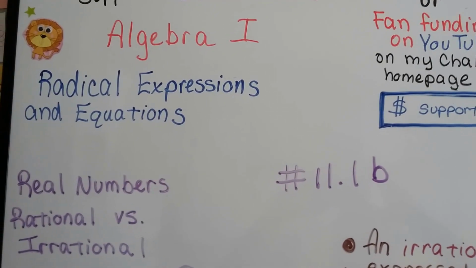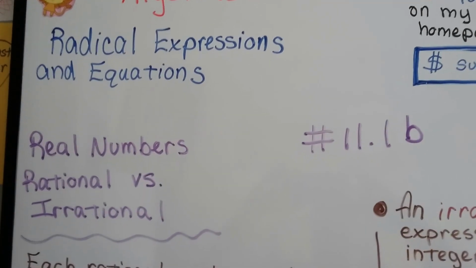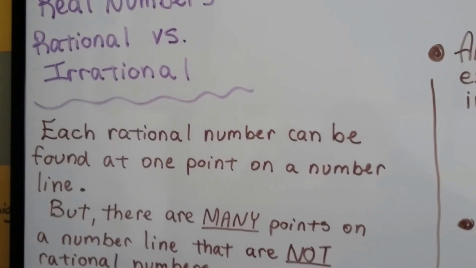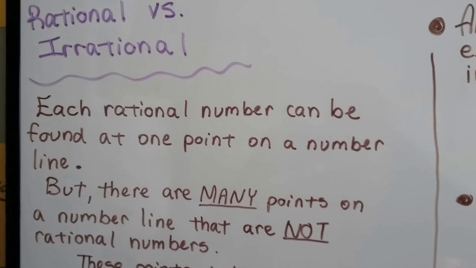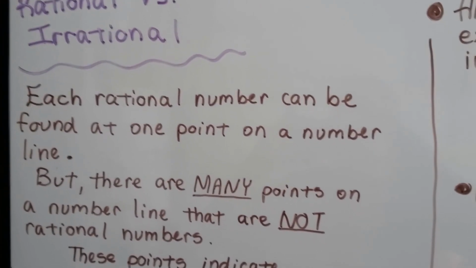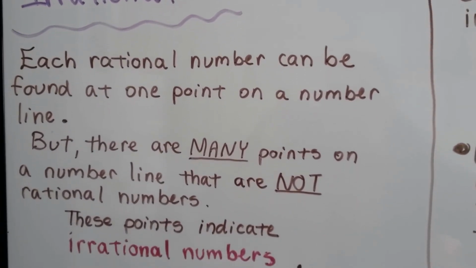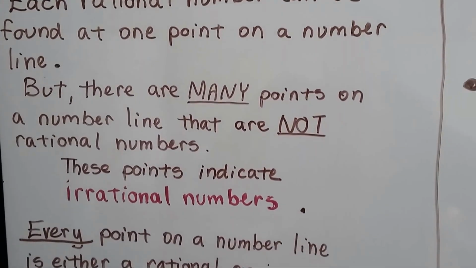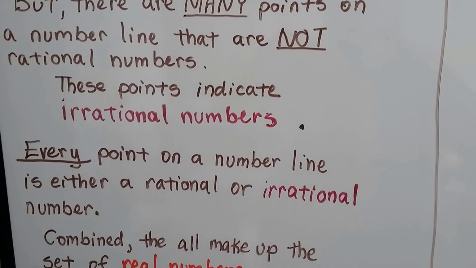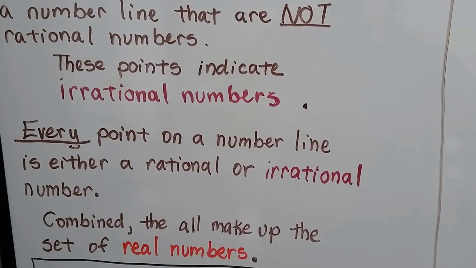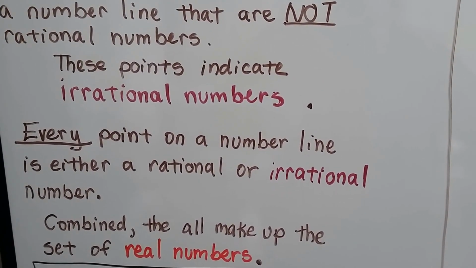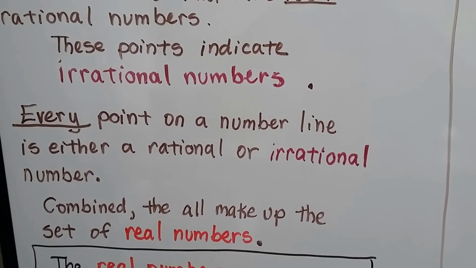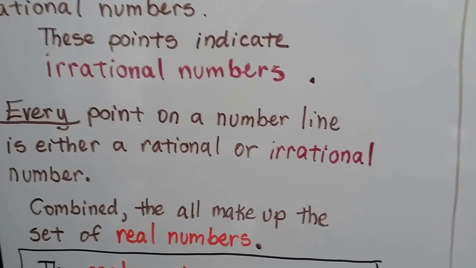Algebra I 11.1b, real numbers, rational versus irrational. Each rational number can be found at one point on a number line. But there are many points on a number line that are not rational numbers, and these points indicate irrational numbers. Every point on a number line is either a rational or irrational number. Combined together, they all make up the set of real numbers.